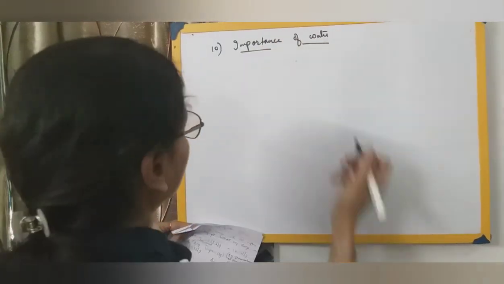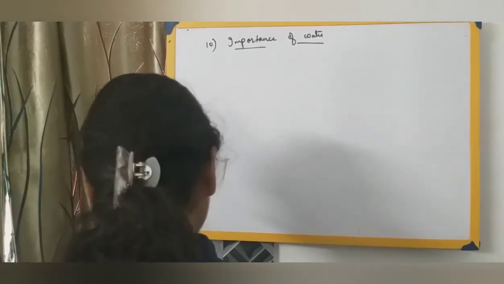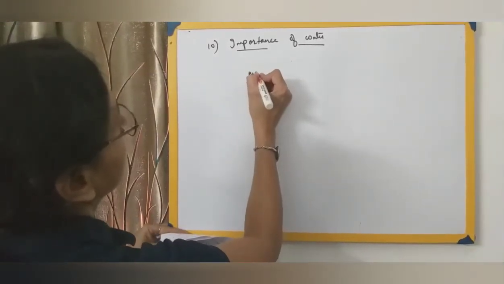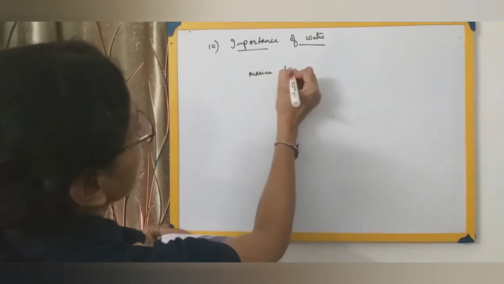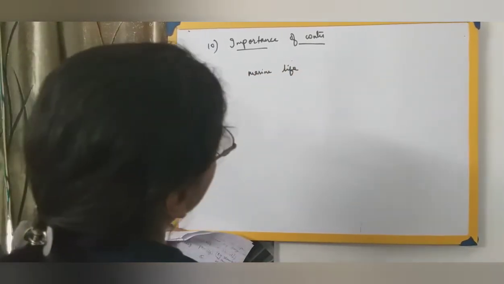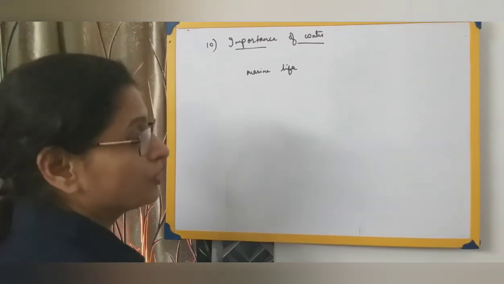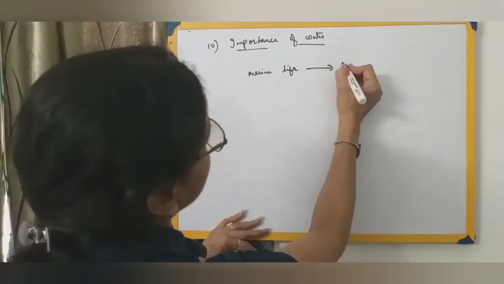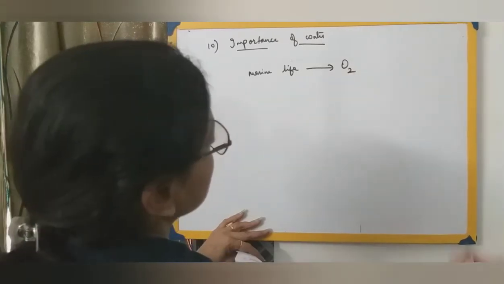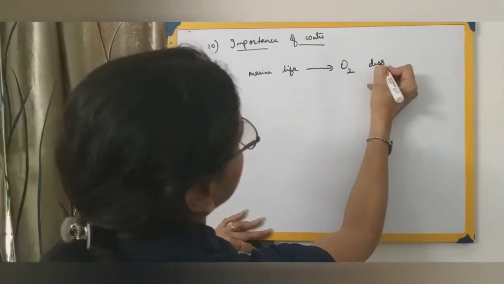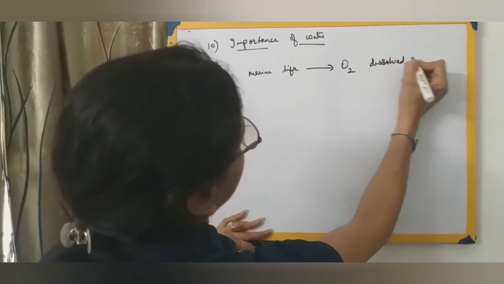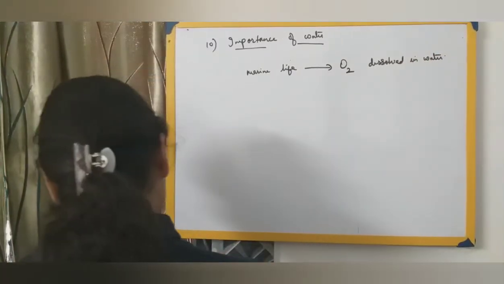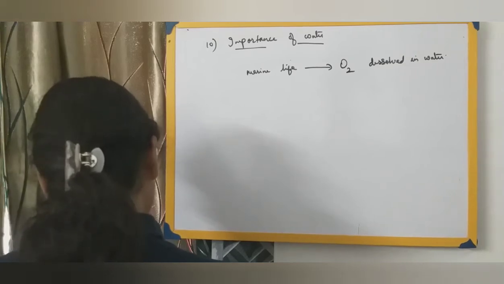How is it important? We human beings need water for our life. Then marine life also. Not only marine life, human life, marine life, all of them require water. At the same time, marine life also takes up the oxygen which has been dissolved in water, and they utilize it for the process of respiration.